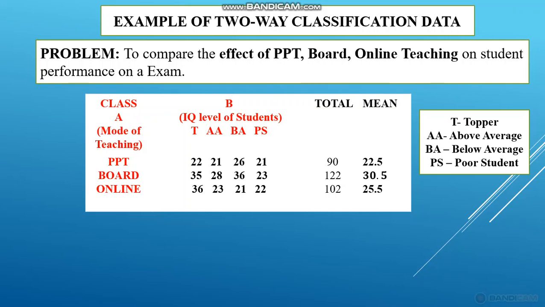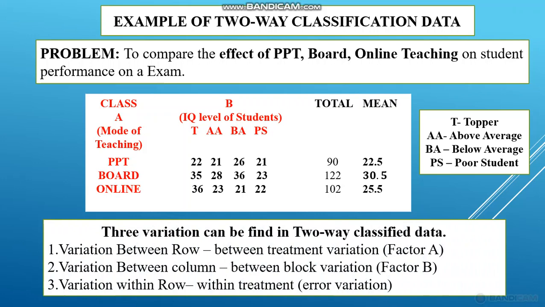The first one is mode of teaching, the second one is the IQ level of students. So for this data we will get three variations. The first variation is variation between rows, that is PPT, board and online, the between treatment variation. The factor A is treatment variation because we want to compare the effect of PPT, board and online teaching, that is, we want to compare three treatment means.